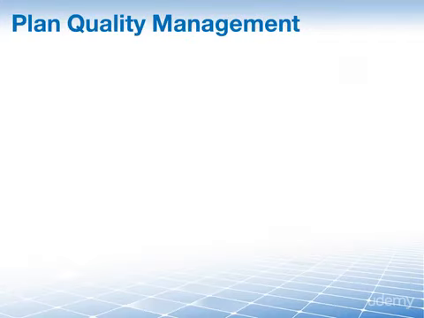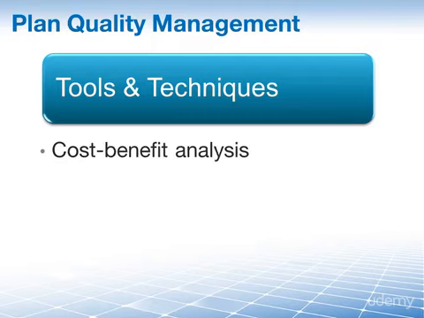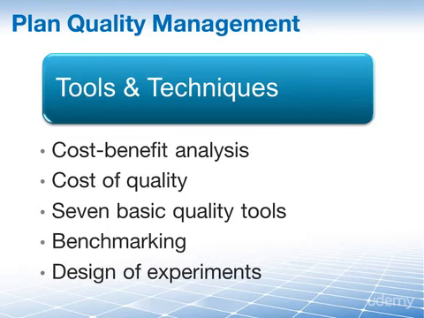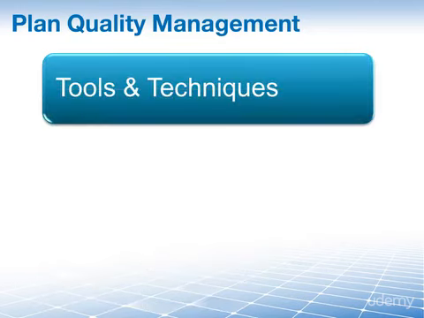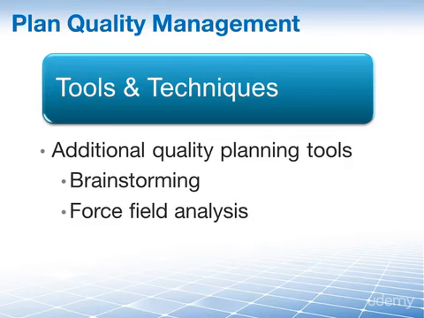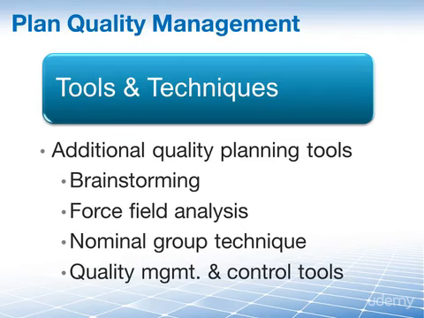Let's continue. You may remember from our somewhat more in-depth review of the ITTO overview from the PMBOK guide that we have 8 tools and techniques for this particular process. And the first 6 are the cost-benefit analysis, cost of quality, the 7 basic quality tools, then there is benchmarking, we have design of experiments and statistical sampling. Next, we have additional quality planning tools, and here we're talking about things like brainstorming, force field analysis, the nominal group technique, quality management and control tools, and lastly, meetings. Yes, we're going to have to sit down with other people and eat a few donuts.